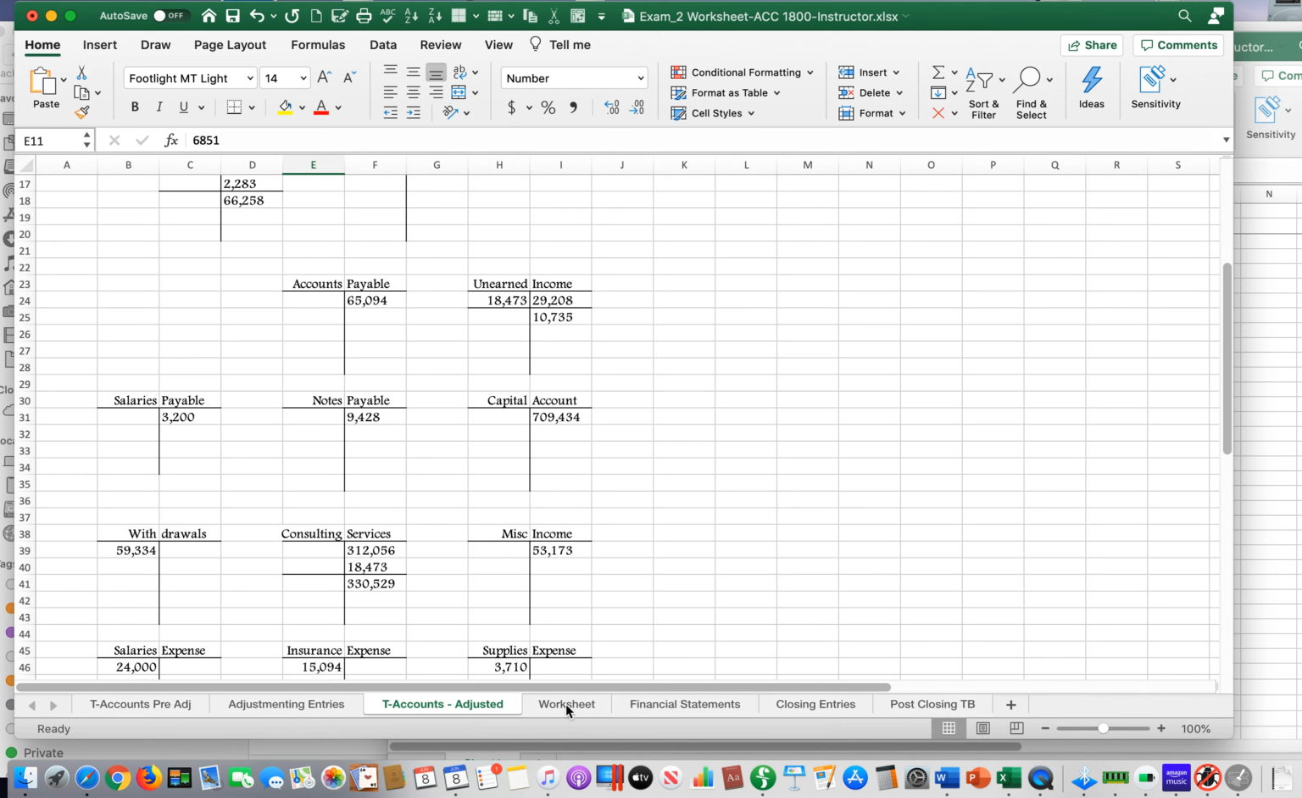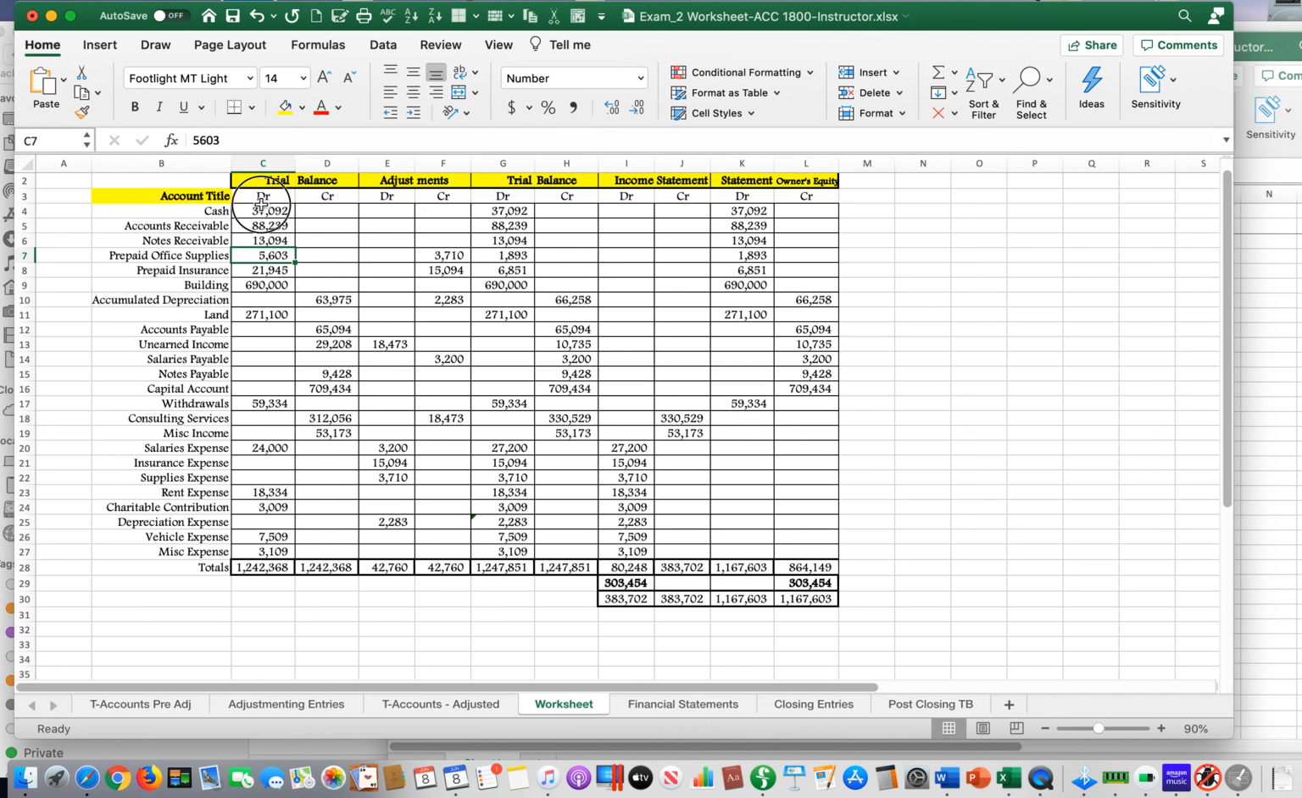Okay, let's look here at the worksheet now. These were the original entries that were already posted. These were the numbers that were already posted to the T accounts. Okay, they're already posted. These are the adjusting entries we made. Look here. We debited unearned income, $18,473, and we credited consulting services by that amount. See that?